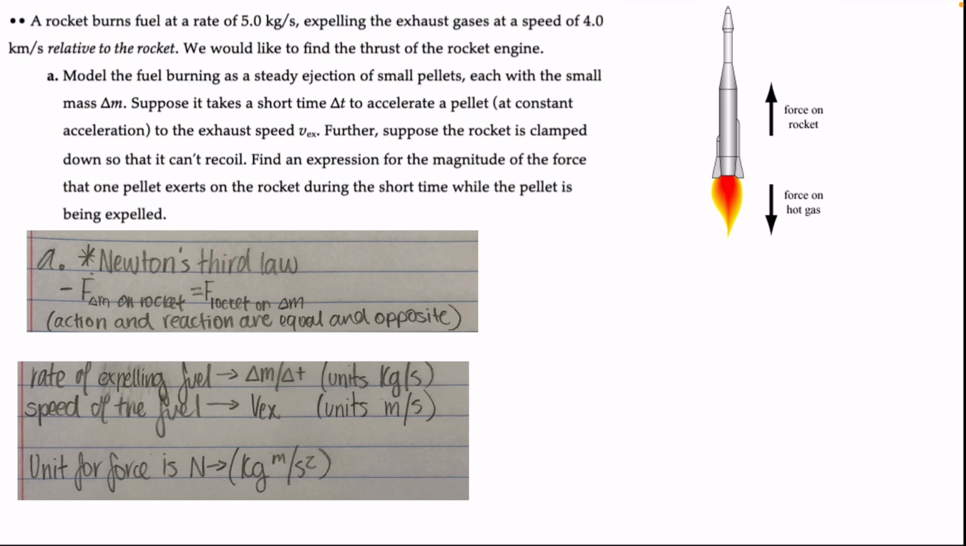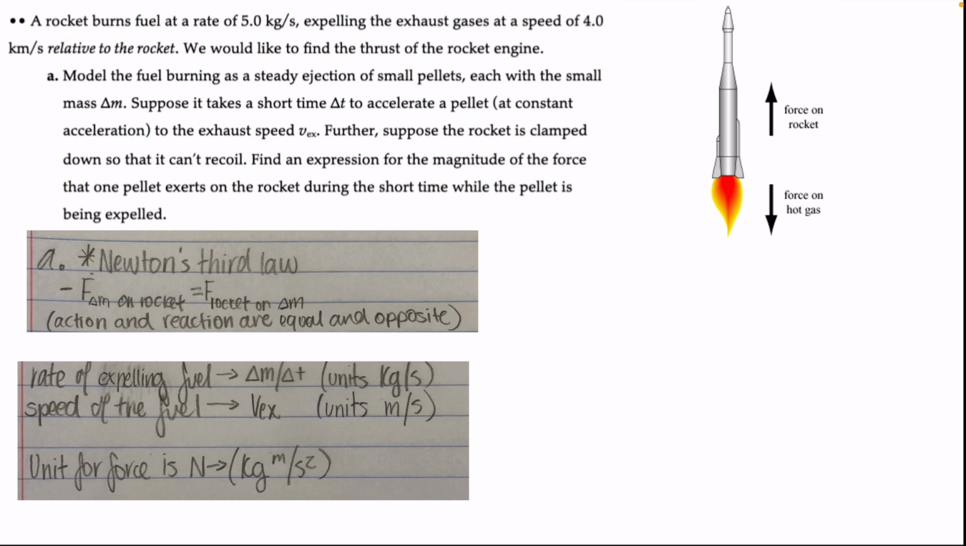So part A is asking us to model the fuel burning as a steady ejection of small pellets, each with small mass change Δm. Suppose it takes a short time change Δt to accelerate a pellet to the exhaust speed v exhaust. Find an expression for the magnitude of the force that one pellet exerts on the rocket during the short time while the pellet is being expelled.